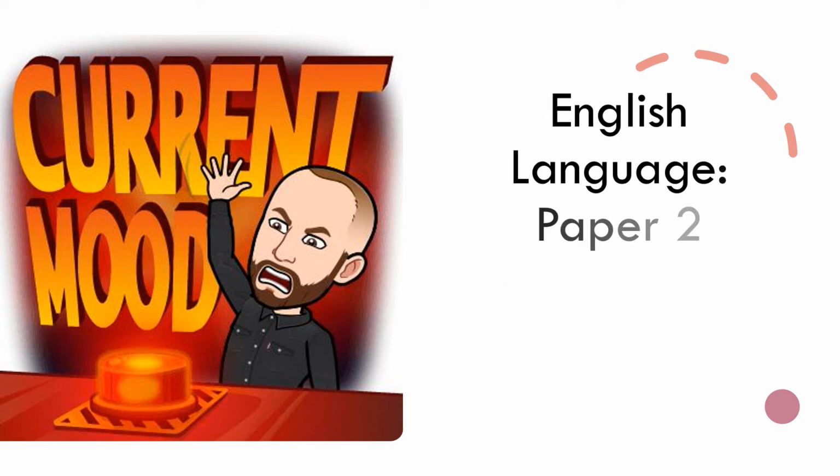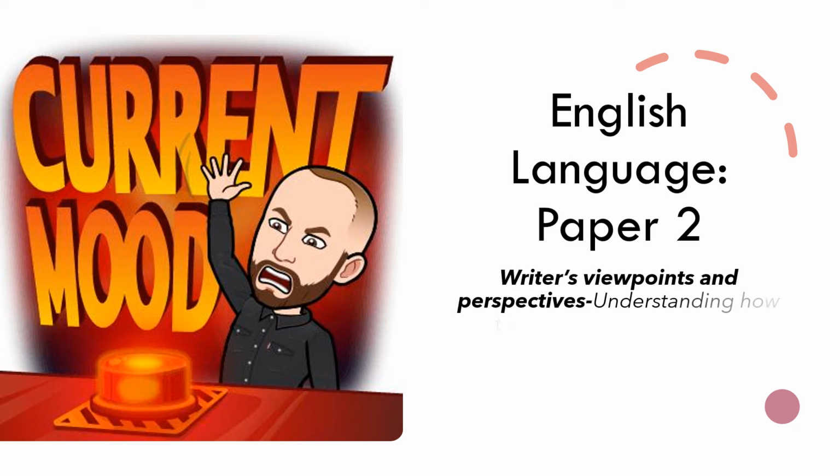Hi everyone, this is just a quick video taking you through paper 2 of the English language qualification. Specifically, we're going to focus on the paper Writer's Viewpoint and Perspective, which is the AQA paper, and we're going to understand how to approach question 5, which is how to write an article. So we know that this year an article is definitely going to come up on the GCSE exam.